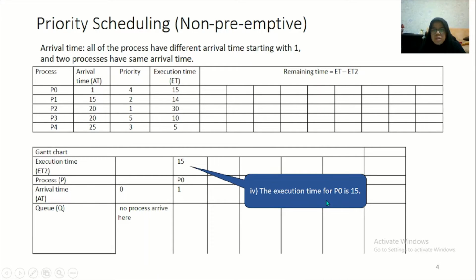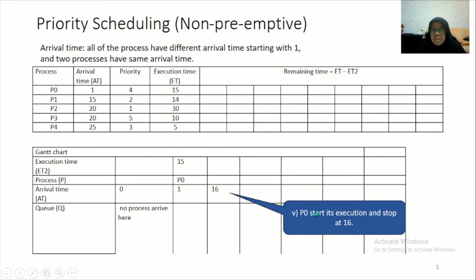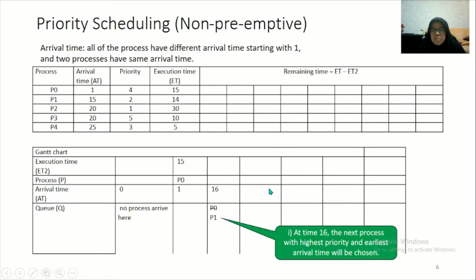And then the execution time for P0 is 15, which is the amount of time needed for the CPU to execute the whole process. Next, P0 will start its execution and stop at 16. So 16 is the completion time for P0. The 1 is the arrival time, when P0 enters the queue, and 16 is the completion time.